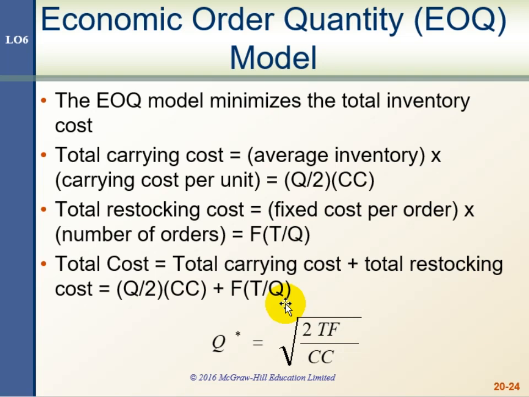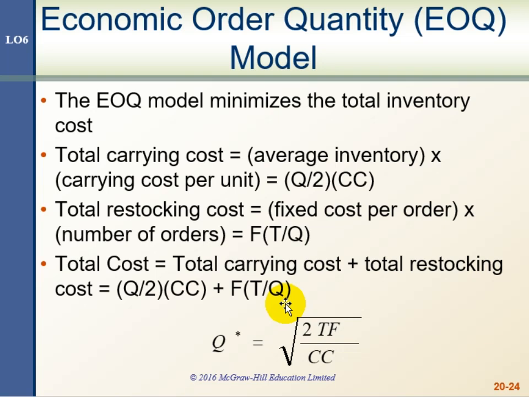So the total cost of having a certain amount of inventory is your total carrying cost of having that level of inventory, plus the total restocking costs of having that level of inventory. So if you increase your amount of inventory, the carrying cost is going to go up, and your restocking costs are going to go down. On the other hand, if you carry a smaller amount of inventory, your restocking costs are going to go up, and your carrying costs are going to go down.